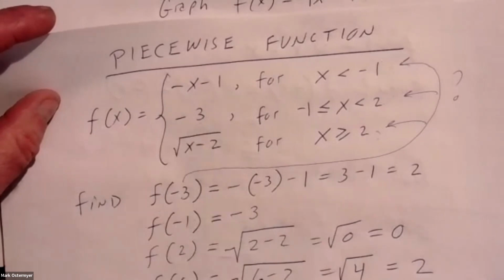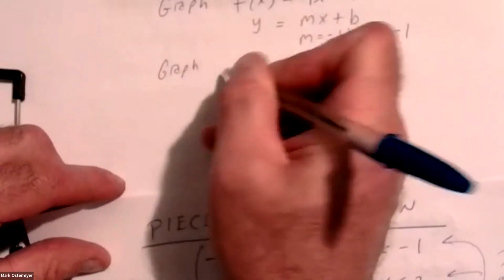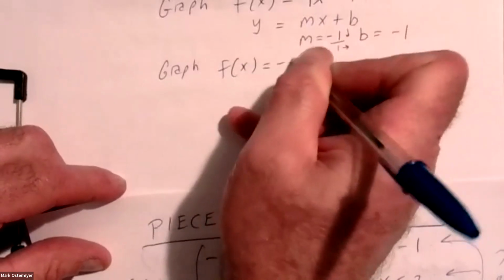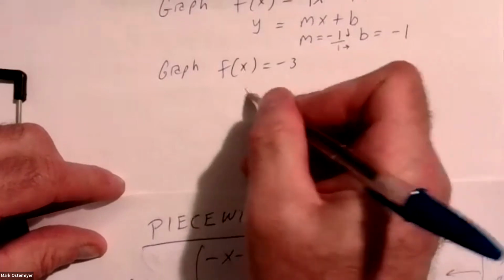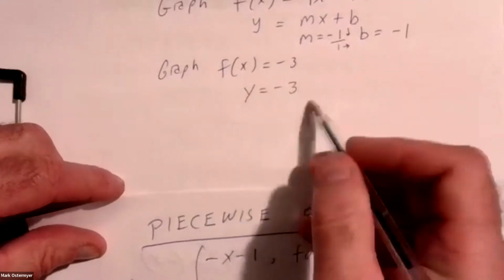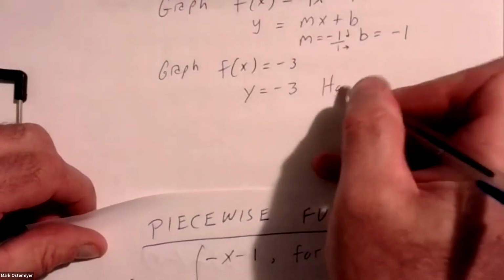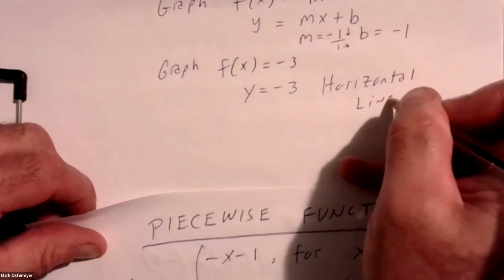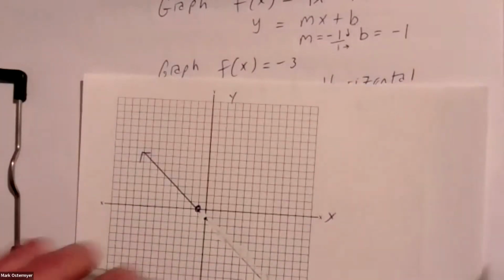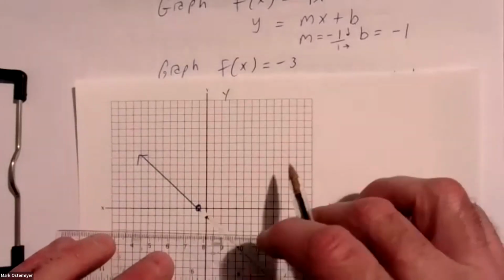But what is the graph of f of x equals -3? F of x equals -3 is going to be what kind of a line? Well, if I said graph y equals -3, what kind of line is that going to be? It's just going to be a horizontal line that goes through the y-axis at -3. That's all it is. So let's take a ruler and put a horizontal line through the y-axis at -3.